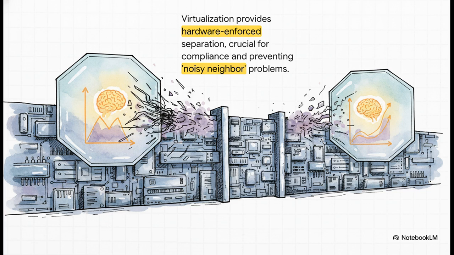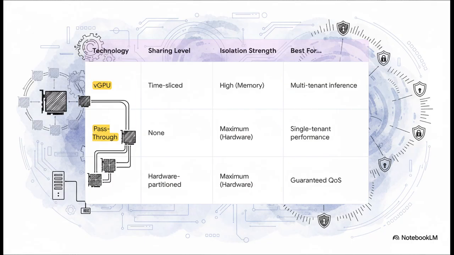This means there's no way for one tenant's workload to peek into another's data or mess with their resources. This is huge for security, for compliance, and for preventing those noisy neighbor problems where one greedy workload slows everyone else down. And you've got a whole menu of options to get this job done.